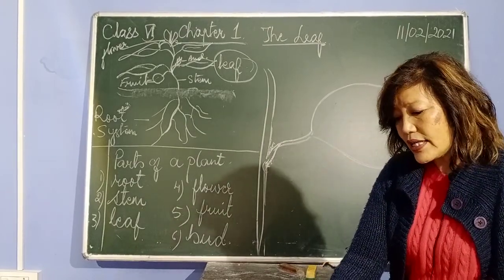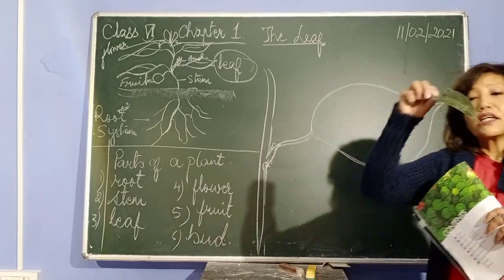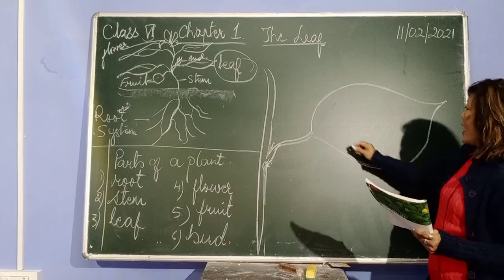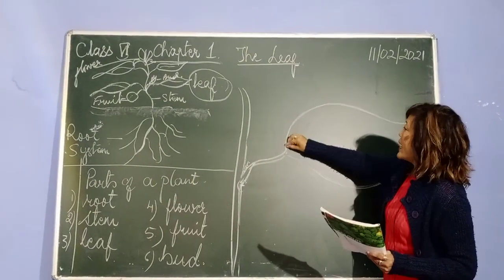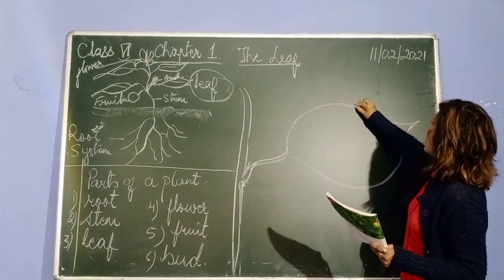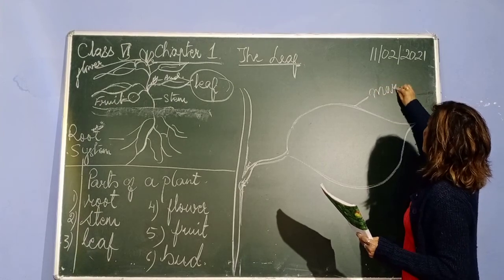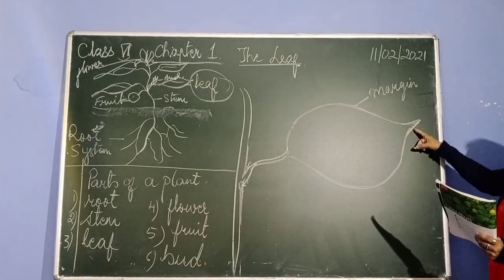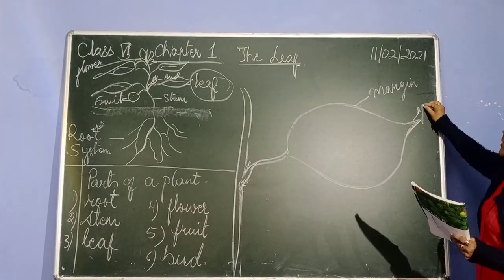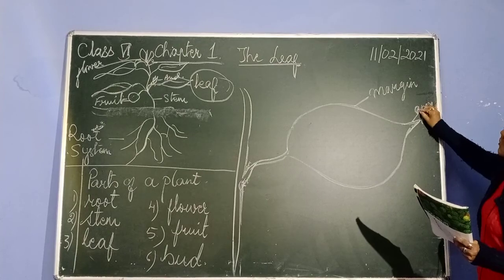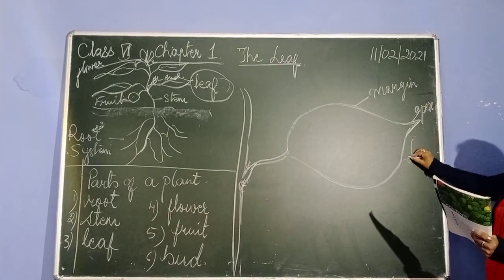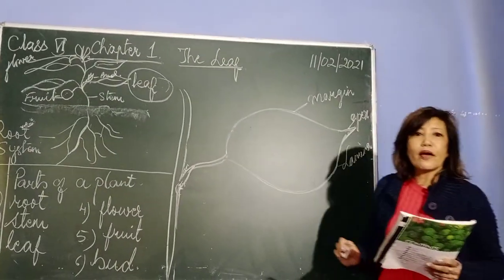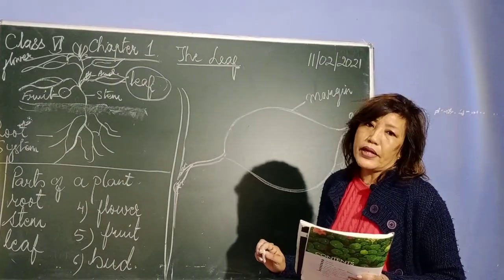This lamina is green in color, and the edge of the lamina is called the margin of the leaf, and the tip of the lamina is called the apex of the leaf. So this is actually lamina, and the other name of lamina is the leaf blade.